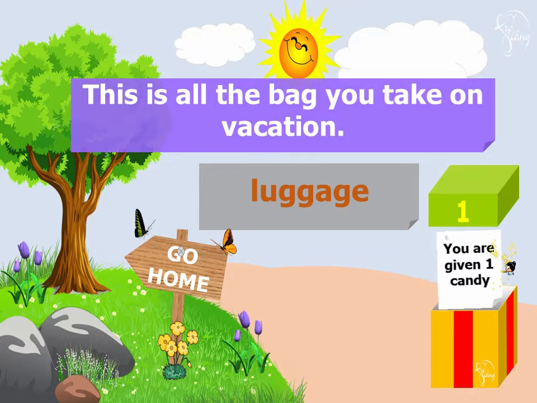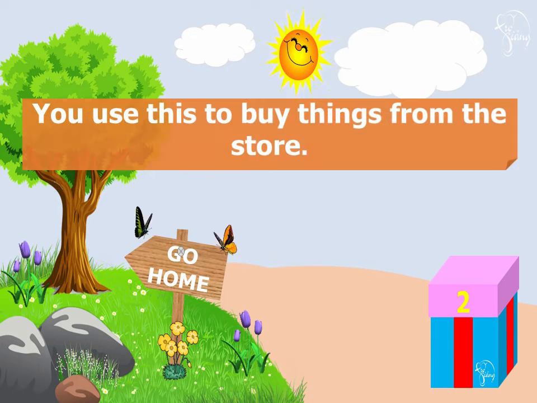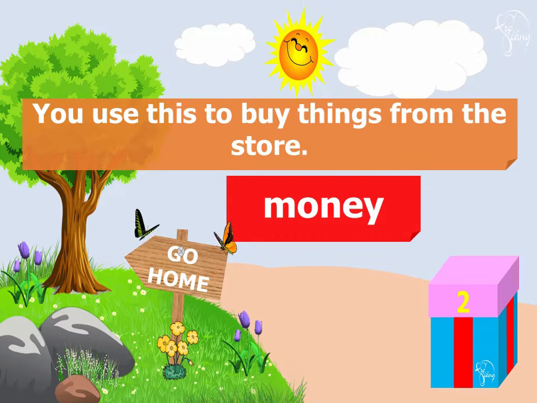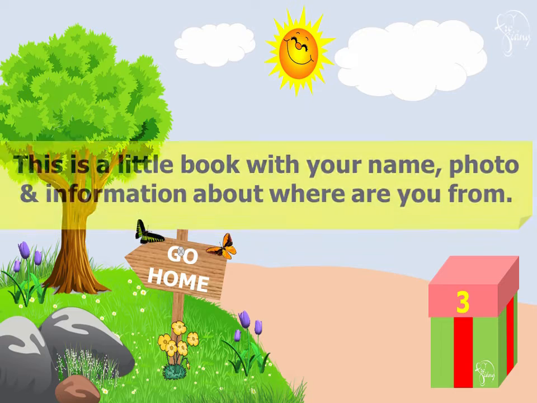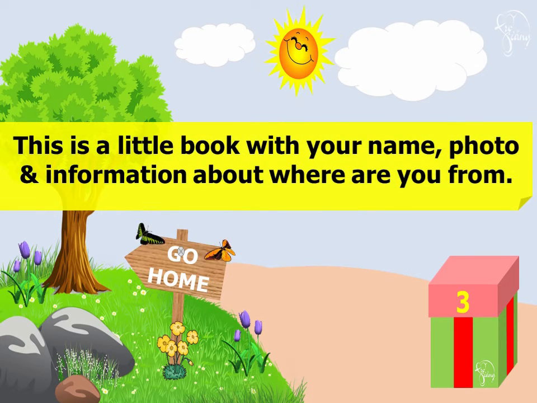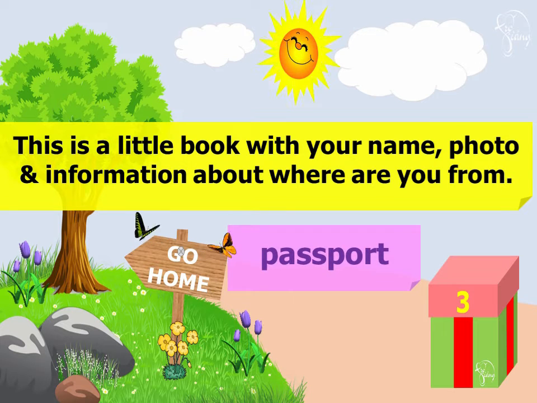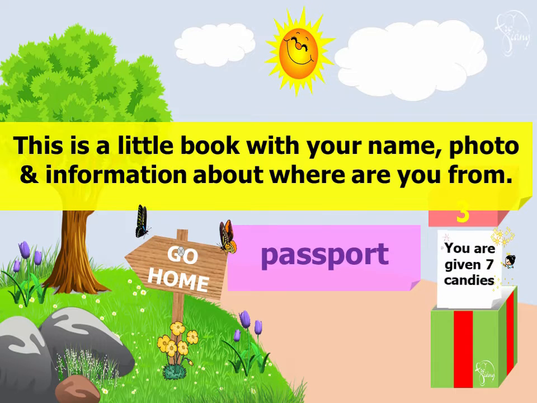You have one candy. Very good. You use this to buy things from the store. What is this? It's money. Wow, you are given 5 candies. This is a little book with your name, photo, and information about where you are from. Yes? Passport. Very good. Wow, you are given 7 candies.